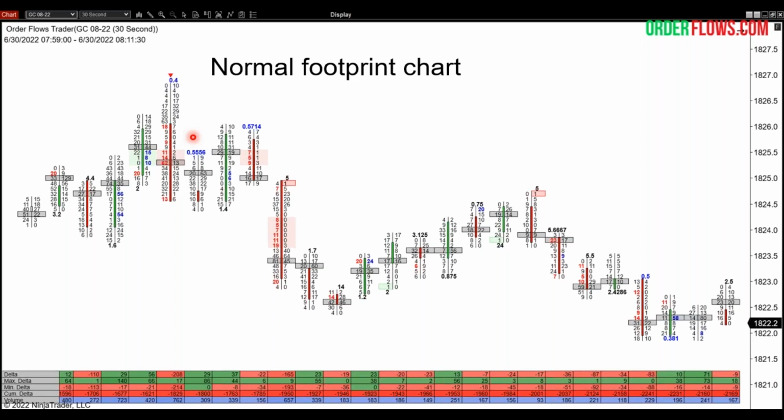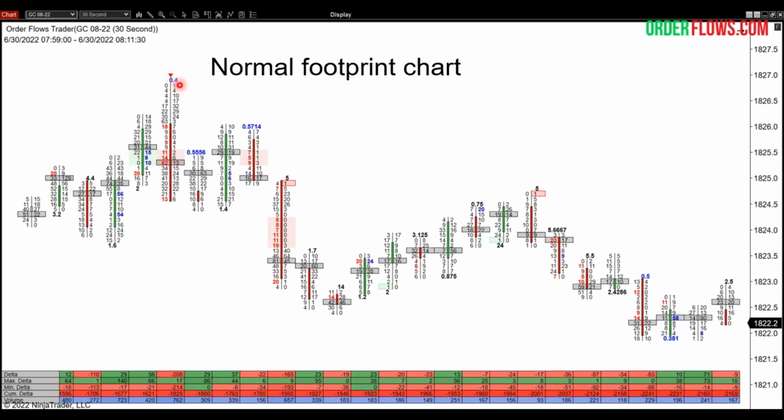So this is your normal footprint chart that most traders will use, right? And it'll give you your buying and selling imbalances. It'll give you your point of control. It'll give you your delta. And up here you can see, yeah, you got a divergence, right? You got a new high, you got negative delta. That's what a divergence is.